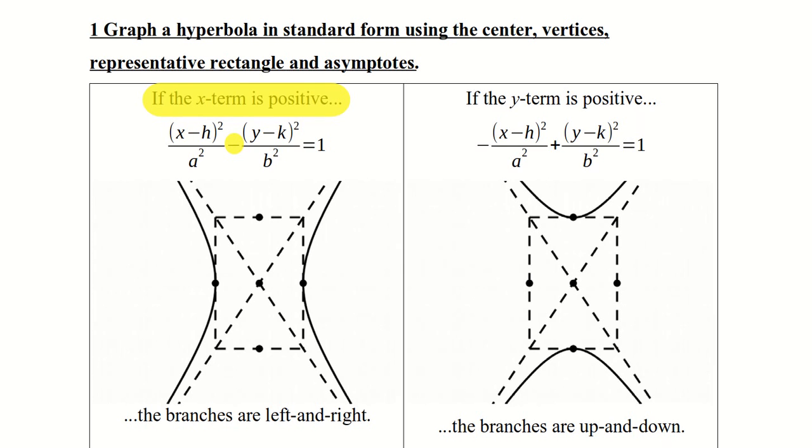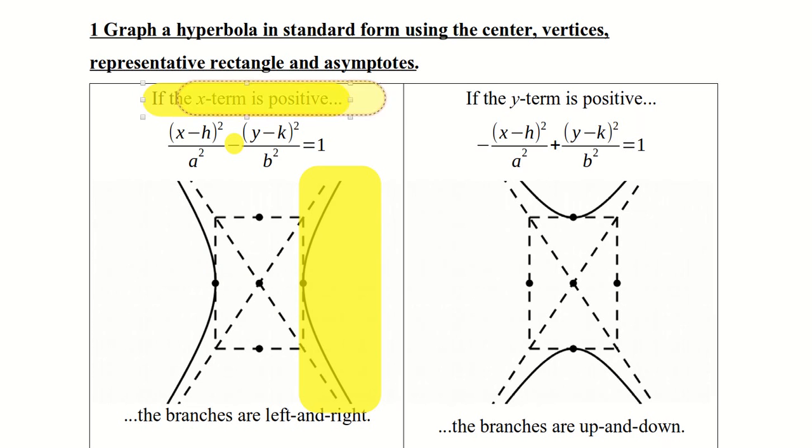your representative rectangle, all the things we've been talking about, you then make those diagonal dashed lines. Those are the asymptotes. Now, when the x term is positive, you draw the two branches on the left and the right. So for example, here's the branch on the left side, and there's the branch on the right side. Those don't touch, but they're part of the graph of the same hyperbola.